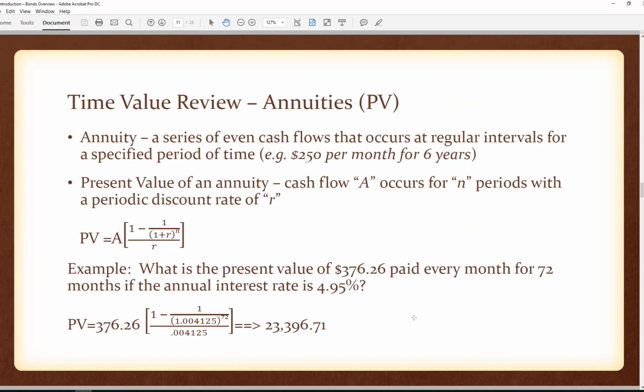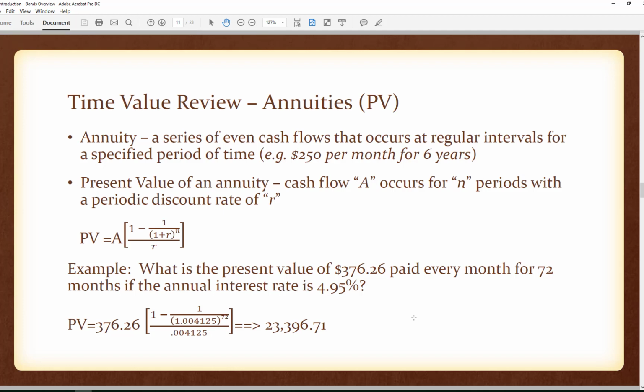Let's move on and take a look at annuities. An annuity is simply a series of even cash flows that occur at even intervals or regular intervals for a specified period of time. So for instance, if you were making a payment on your car, $250 every month for the next 6 years, that would be an example of an annuity.